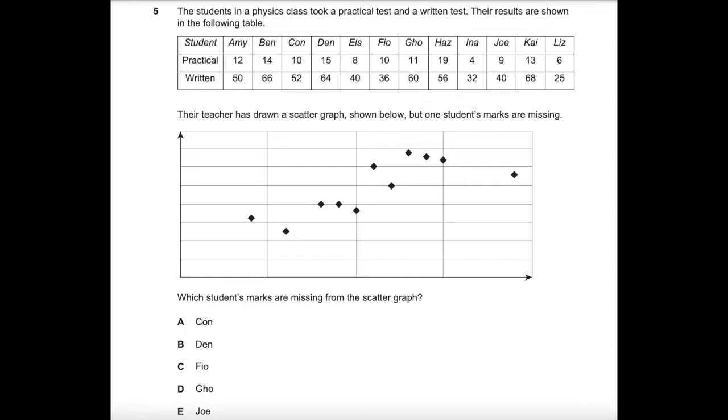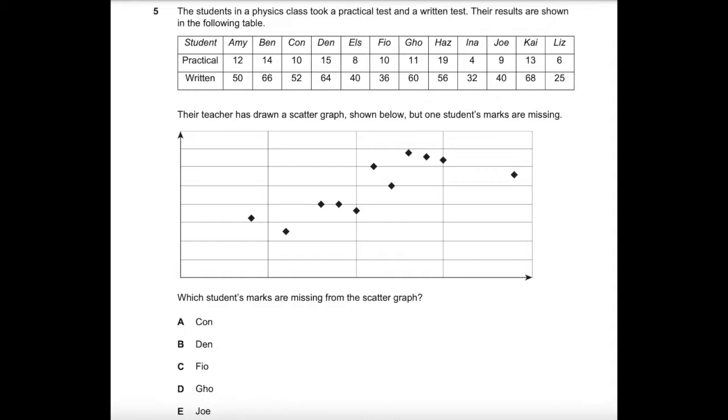After configuring the graph, it is simply a case of going through each option and seeing if a point correlates to their score combination. Con's mark combination does not correspond to a point on the graph. Fifth point from the left represents Fio's marks. Therefore, Con's marks are missing from the graph and option A is the correct answer.